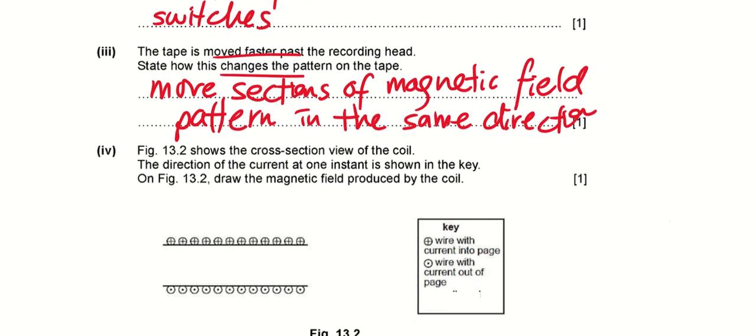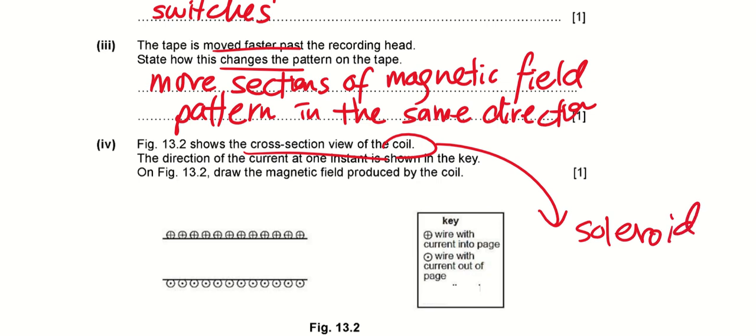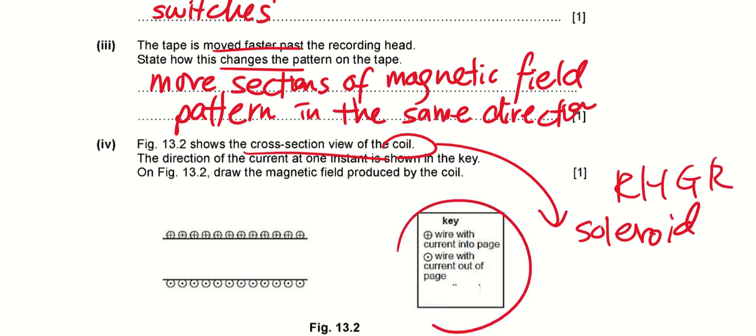Alright. Part 4 shows the cross-section view of the coil. So this cross-section view, being a coil, will be a solenoid. So you have to use your right hand grip rule for solenoid. Referring to the key, plus is to represent direction of what? Current. Minus is out of page for the direction of current. So how should we grab using our right hand grip rule?